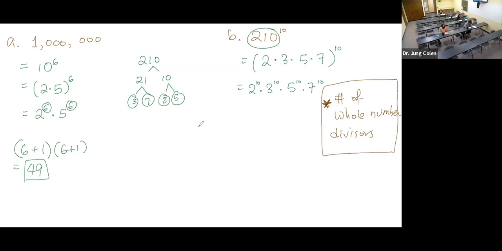So the number of whole number divisors is 10 plus 1, to the what power? 4th power. So 11 to the 4th power, which is 14,641. There are so many divisors for this one, right? If you try to list them, oh my god, it will take like 5 days. Okay, so any question for that? I don't think you guys have any.